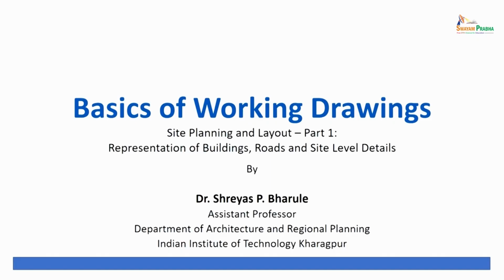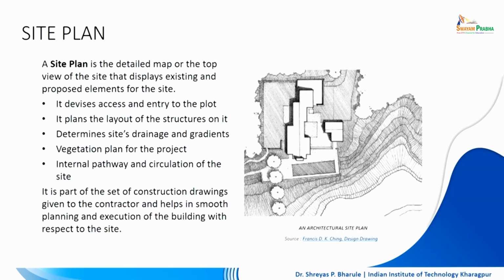In this module we will cover the representation of the buildings, the representation of roads and other site level details which are to be drawn in a site plan. So, we are looking at site planning and layout of the plan. Moving forward, a site plan is basically a detailed plan or the extreme top view of an existing site, or with additions of proposed elements. It is devised to access the entry and exit to the plot.